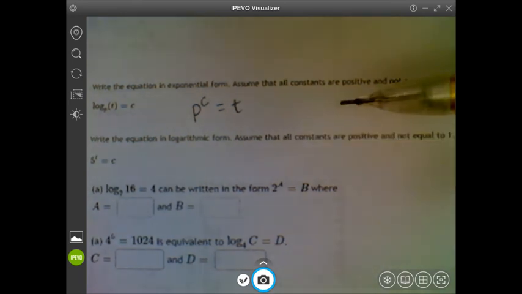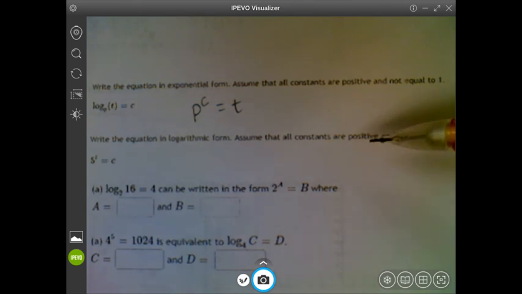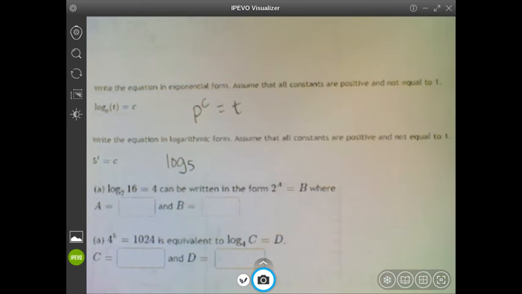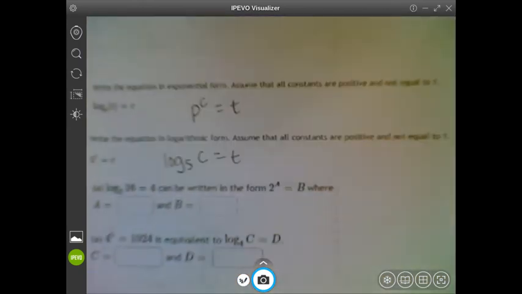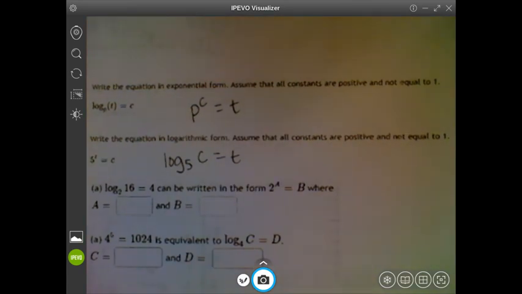Next question right here says write the equation in logarithmic form. Once again, assume all constants are positive and not equal to 1 because of the same requirement for exponentials. So this would be log base, and the base of this equation is base 5. And then the C and the T are going to switch locations. So log base 5 of C equals T.